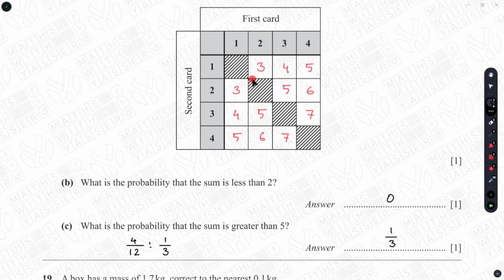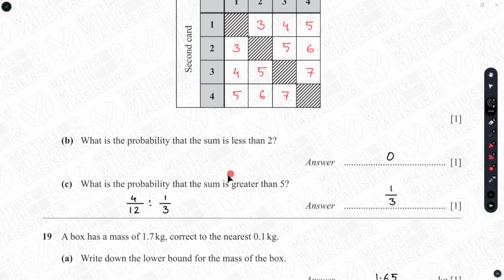And there are total outcomes. There are 12 total outcomes. 1, 2, 3, 4, 5, 6, 7, 8, 9, 10, 11, 12. So the probability is favorable outcomes over total outcomes, which is 4/12. Simplifying it, we will get 1 over 3. So that is the probability.